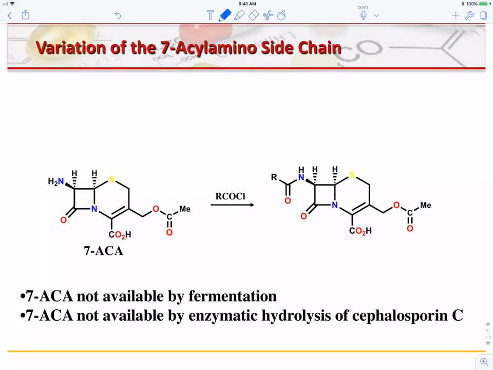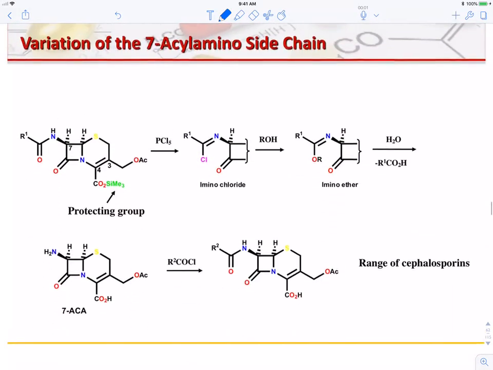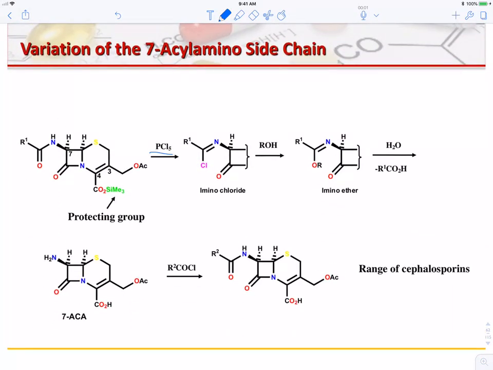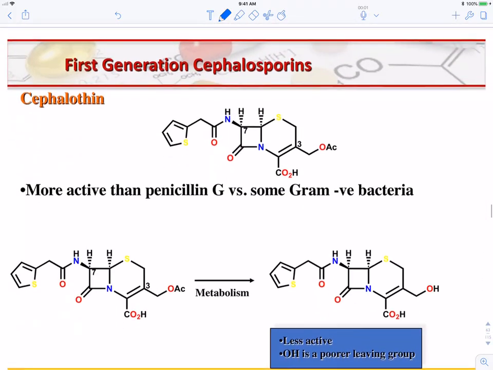So starting from 7-ACA, we can use the same chemistry we've seen before to functionalize the cephalosporins. Now the only difference is that 7-ACA needs to be made chemically with the same procedure we saw before, using phosphorus pentachloride and then generating the amino ether that then gets hydrolyzed to 7-ACA and then functionalized to give penicillins.